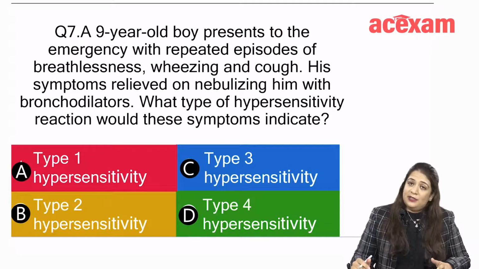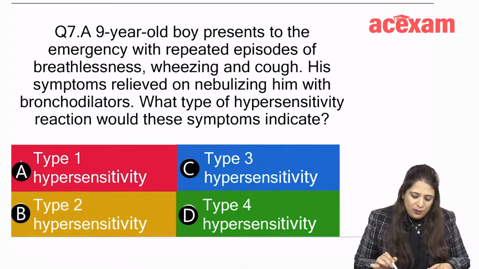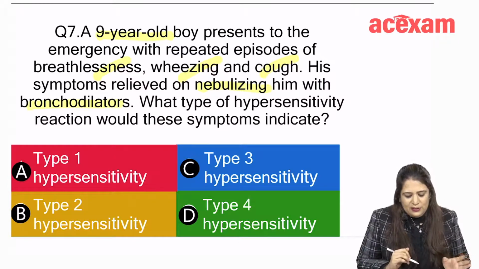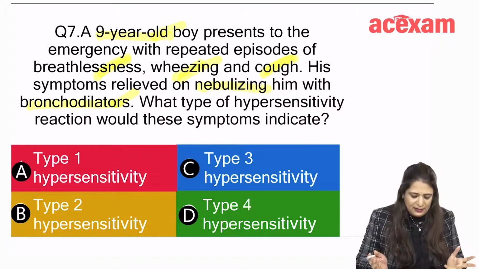Okay, let us go to the other question: a 9-year-old boy presents to the emergency with repeated episodes of breathlessness, wheezing and cough. His symptoms are relieved on nebulizing him with bronchodilators. So what does it sound like to you? It sounds like asthma. The child has wheezing and cough, has been given bronchodilators and has been symptomatically relieved.